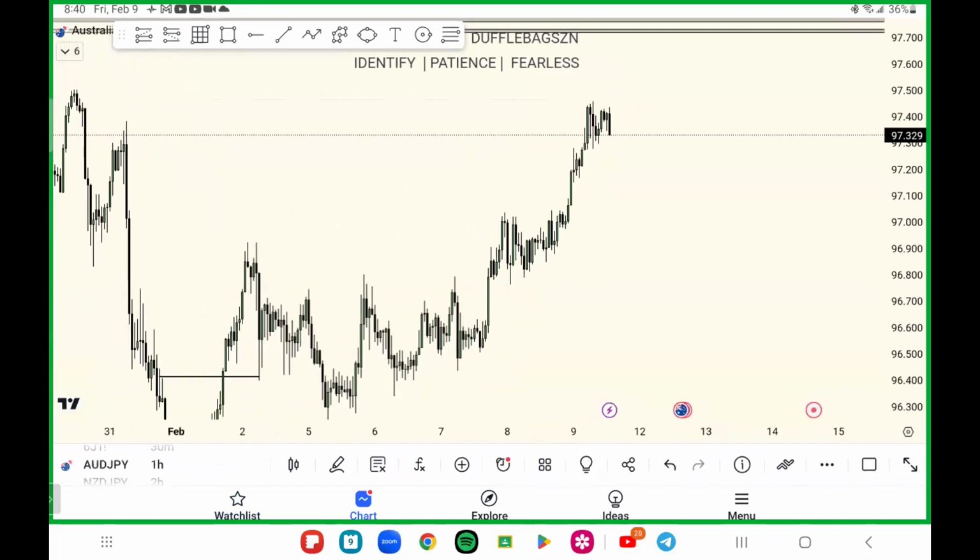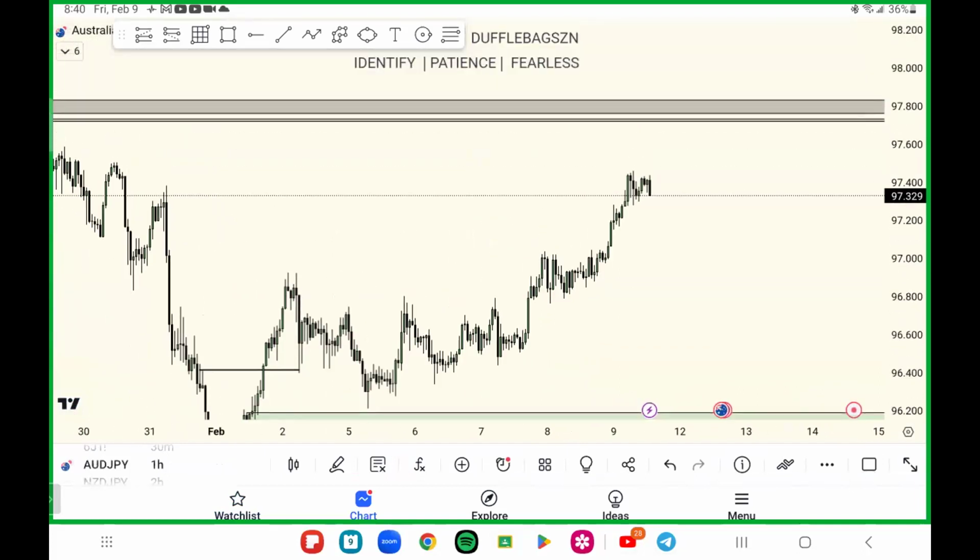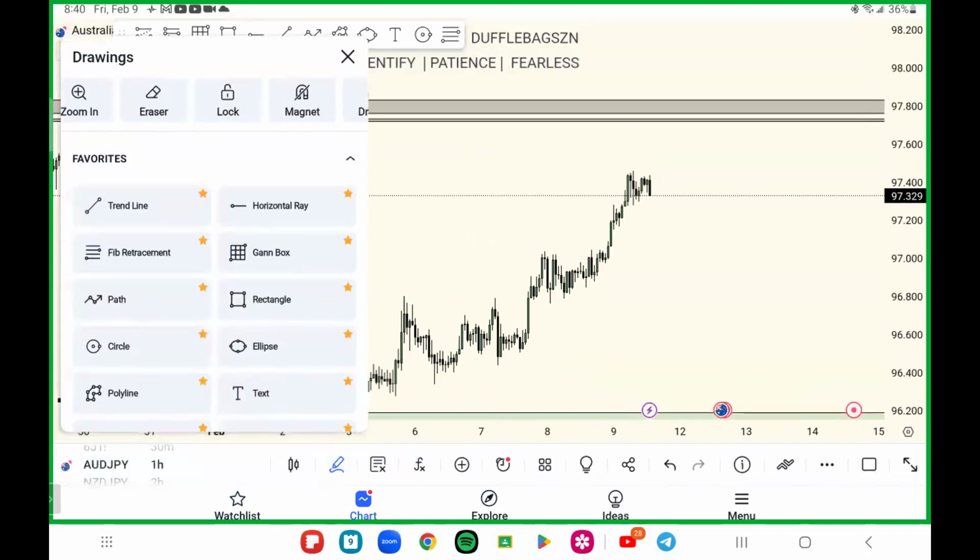96,533. And there's also the starting point around that area that created the change of character.